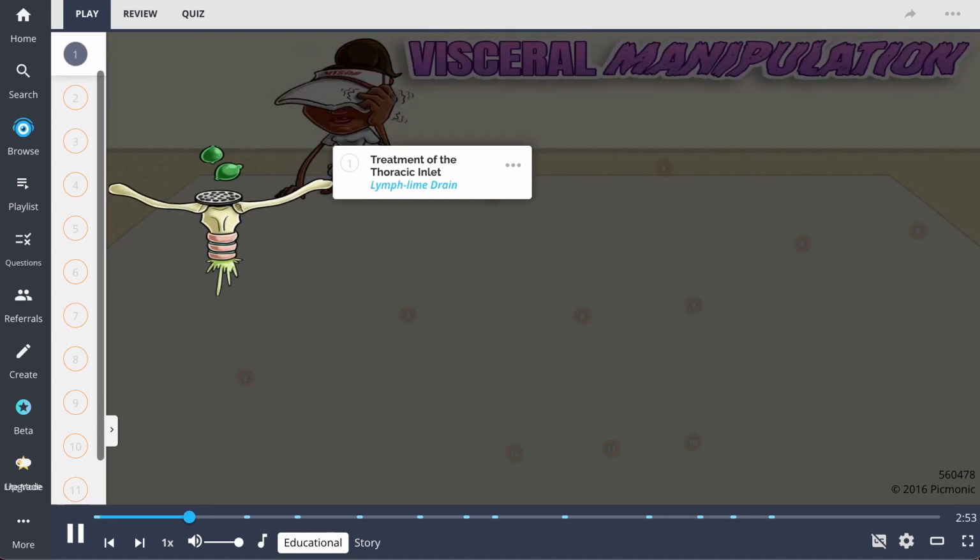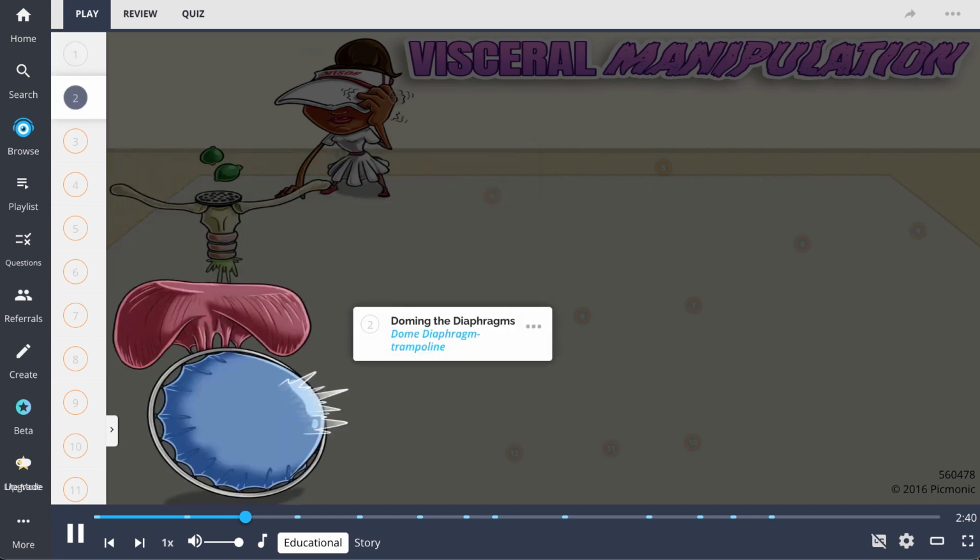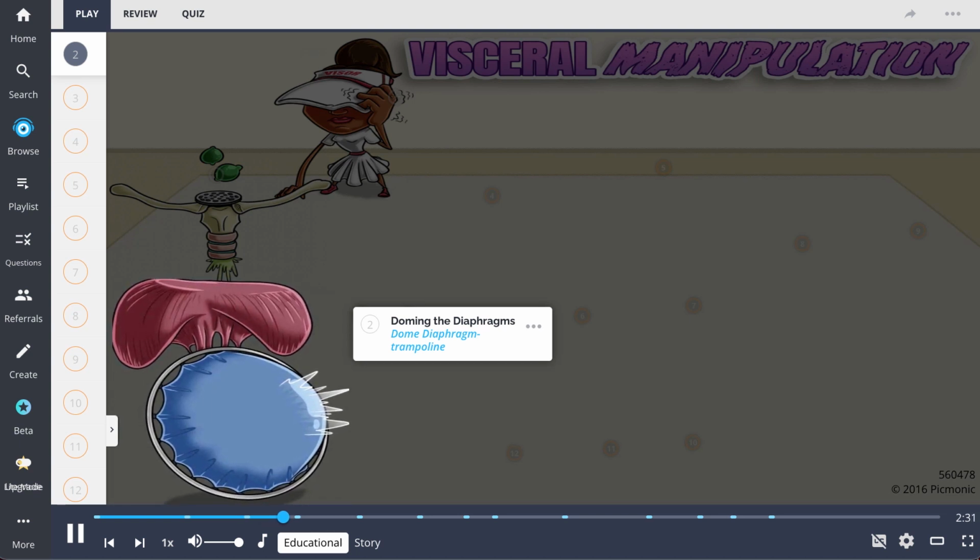First up, we have treatment of the thoracic inlet, represented here by our lymph line drain. This technique frequently utilizes muscle energy or myofascial release to allow for improved lymph drainage through the fascia. Next, to improve lymphatic drainage, is the doming of the diaphragm, seen here as the dome diaphragm trampoline. Once we have the pipes open, we can begin to focus on the targeted treatment modalities.